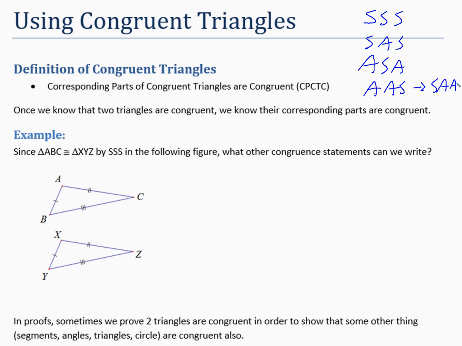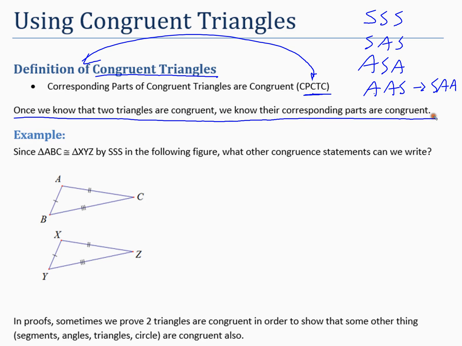So we're going to remember that the definition of congruent triangles is that corresponding parts of congruent triangles are congruent, and we abbreviate this CPCTC. So these are one and the same. CPCTC and the definition of congruent triangles are one and the same. The corresponding parts of congruent triangles are congruent. We could say the 6 corresponding parts of congruent triangles are congruent. But the idea is once we know that two triangles are congruent, we know their corresponding parts are congruent.